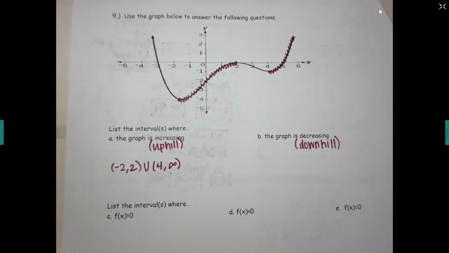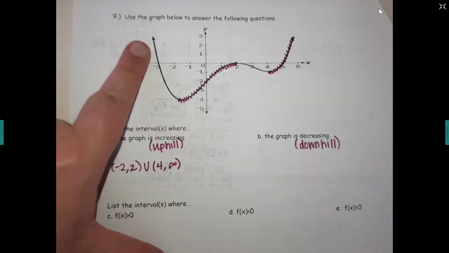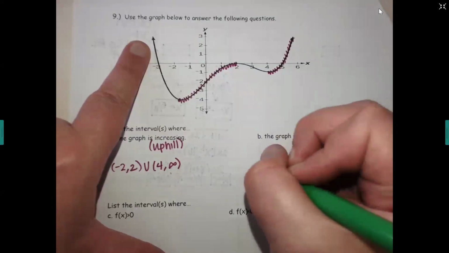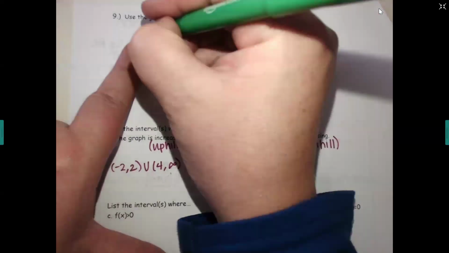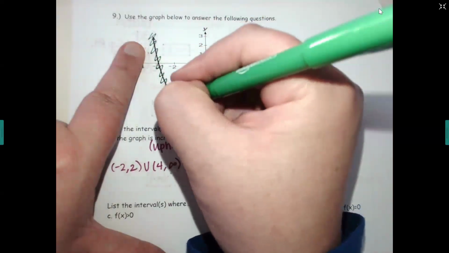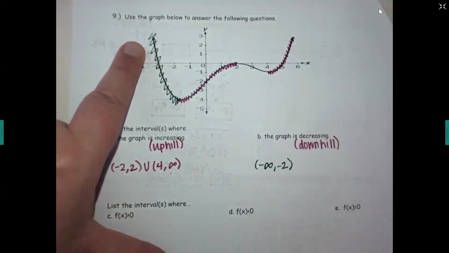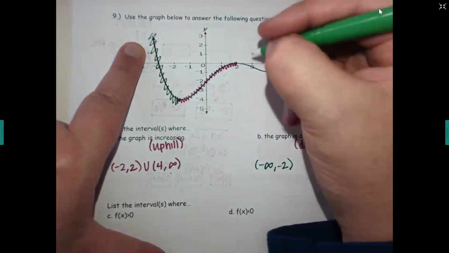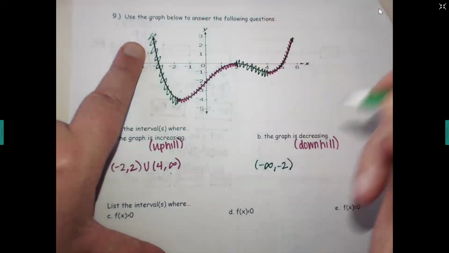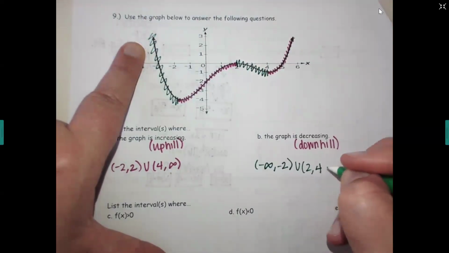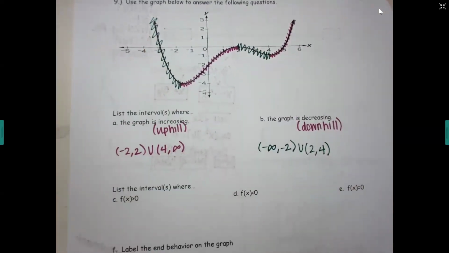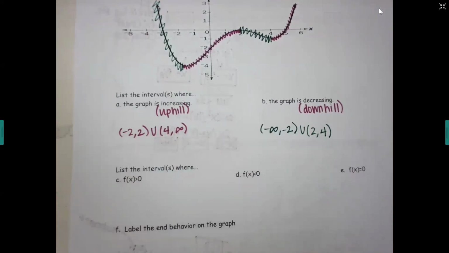Okay, can you write the decreasing intervals, which would be where your graph is going downhill? Okay, for this one, how far back does the graph go? -infinity, and then it goes downhill all the way until, we're going to say -2, just to round it off to a nice whole number. Okay, then what is my other little downhill section? 2 to 4, very good. Remember, you only have to use the union symbol if you have more than one section. Okay?